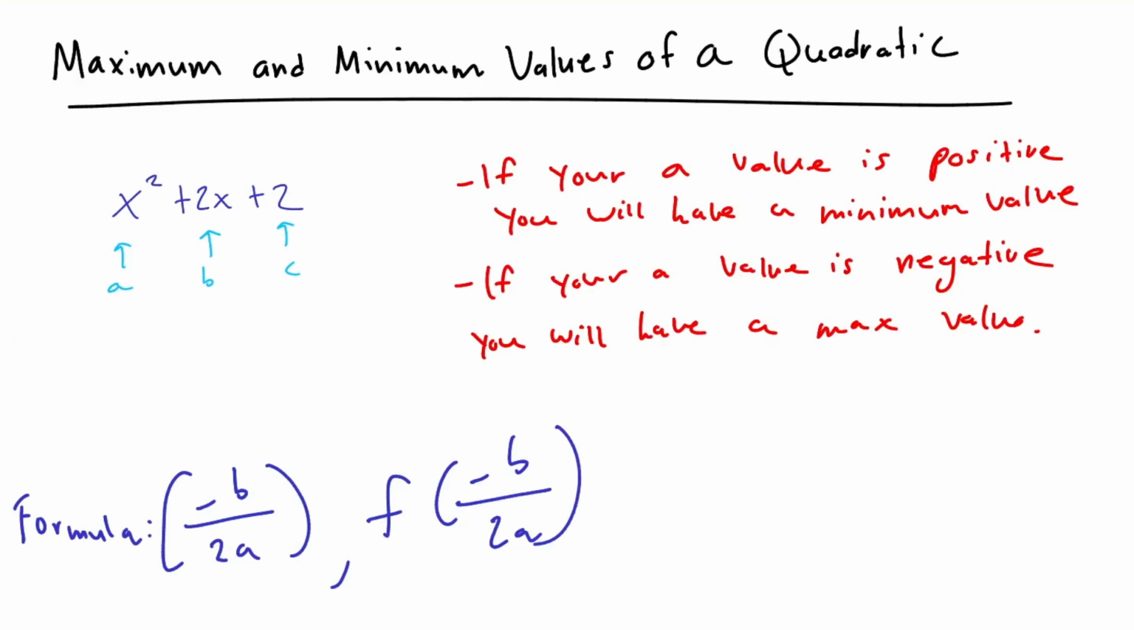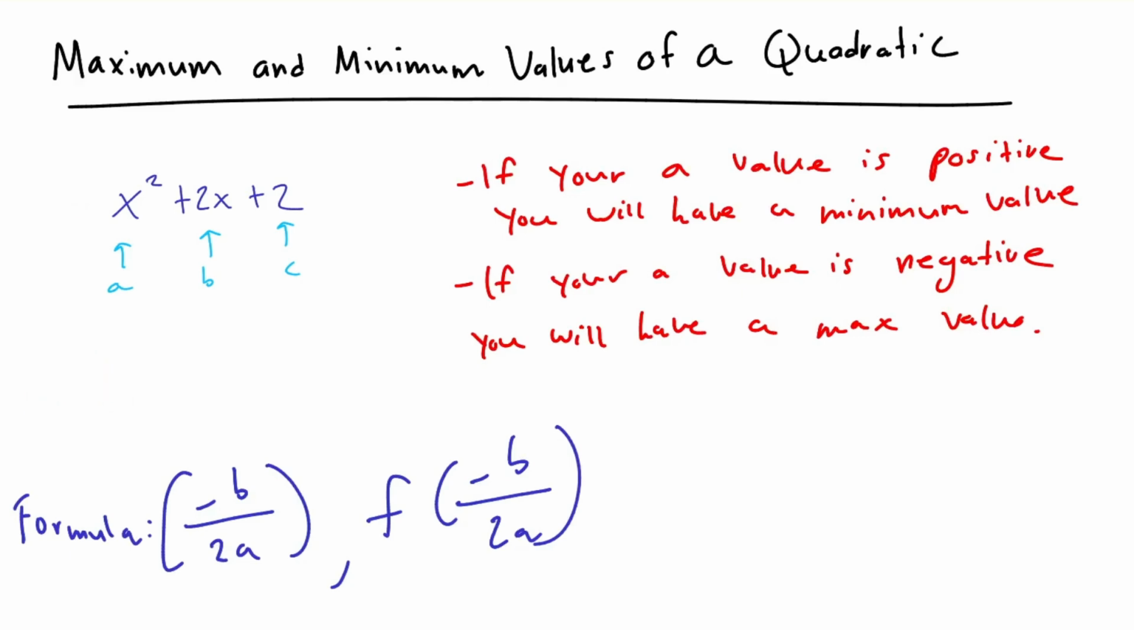And if your a value is negative, let's say minus x squared, minus 2x squared, minus 4x squared, minus 1.5x squared, all these examples, then you're going to have a max value. Your graph is going to look like this. If it's minus x squared, it's going to be opening downwards, if I may say so.